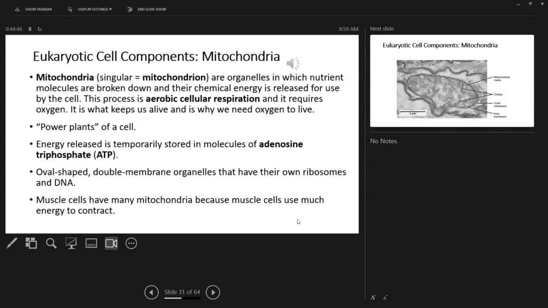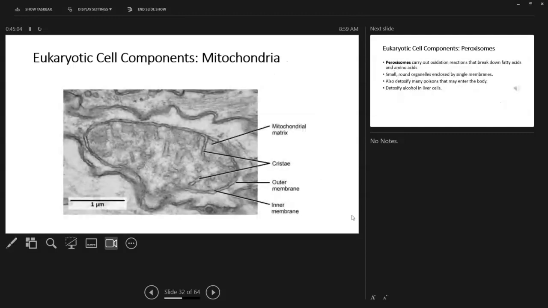You can tell here, cells that use a lot of energy, like your muscle cells, it takes a lot of energy to move your body parts, so they have lots of mitochondria. Brain cells have a lot of mitochondria. The mitochondria are kind of long oval shaped, or shaped like sausages or something.